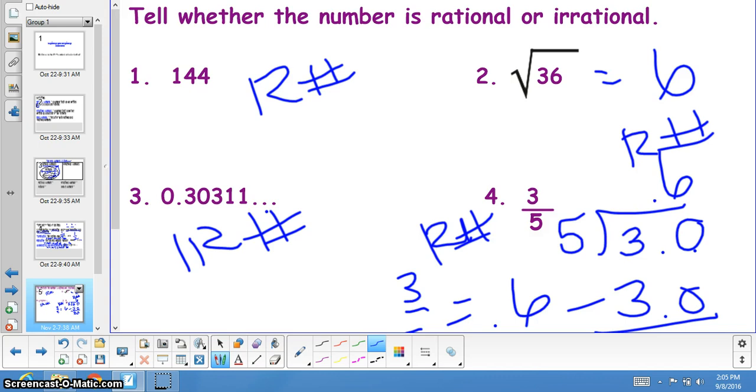I hope this clarifies the difference between rational and irrational. Again, if you don't have this information, you need to put it into your notebook.